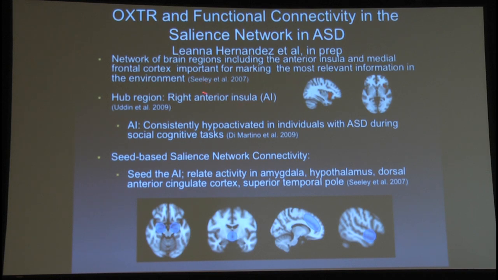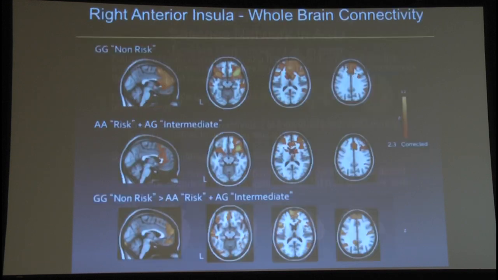Leanna Hernandez, one of our students, picked a brain region, the anterior insula, that is important in a certain brain network called the salience network. It's a network that is important for figuring out what's important in the world, and it's connected to some of our best friends, the amygdala and the medial frontal lobe and so forth. What she found was connectivity within the salience network for non-risk carriers, connectivity for risk carriers, and here's the difference between the groups. Overall, the pattern you can clearly see is that there is much more connectivity throughout the brain in individuals who don't have the risk gene, and less connectivity throughout the brain in individuals who do have the risk gene.